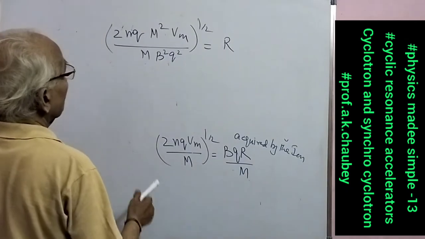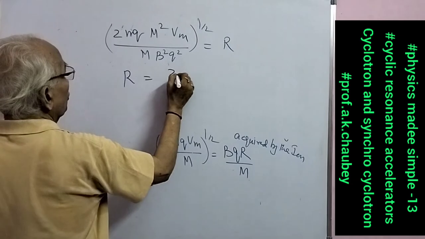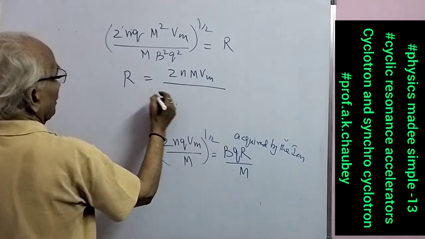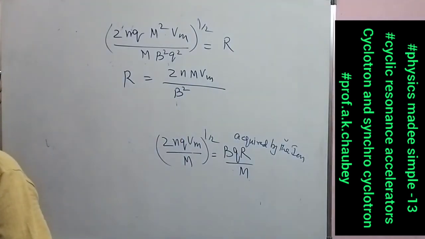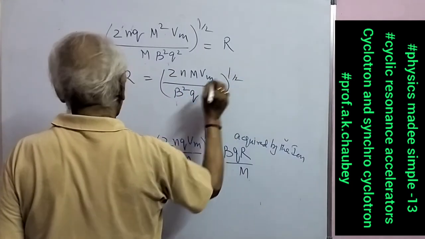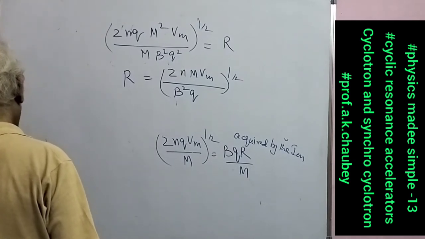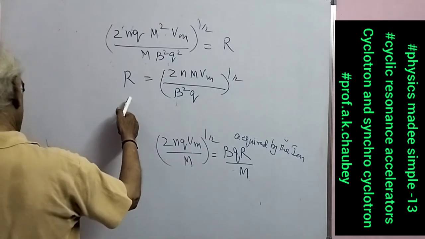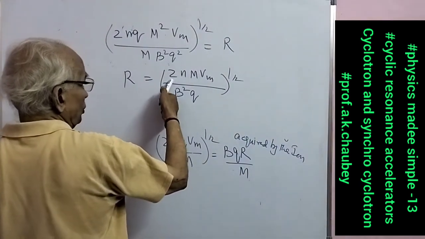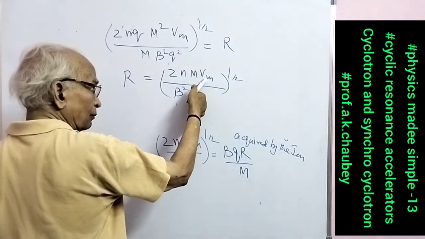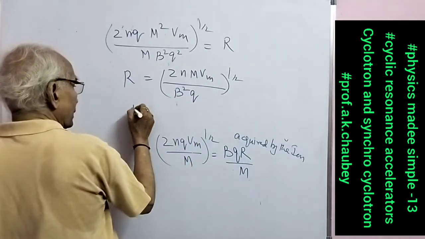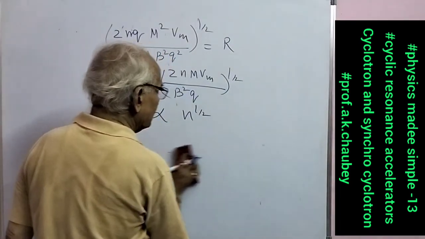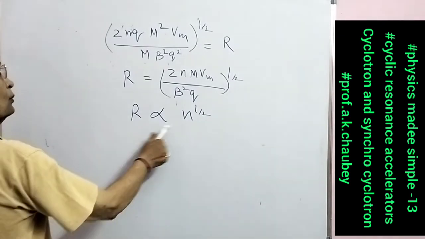So what is R? This m cancels here. So R is equal to 2n m Vm divided by B square Q, all to the power 1 by 2. So 2 is a constant, m is the constant mass of the ion, Vm is the maximum voltage, B is the magnetic field, and Q is the charge. So what do we get? R is proportional to n to the power 1 by 2. The increasing radius of the cyclotron is proportional to n to the power 1 by 2.